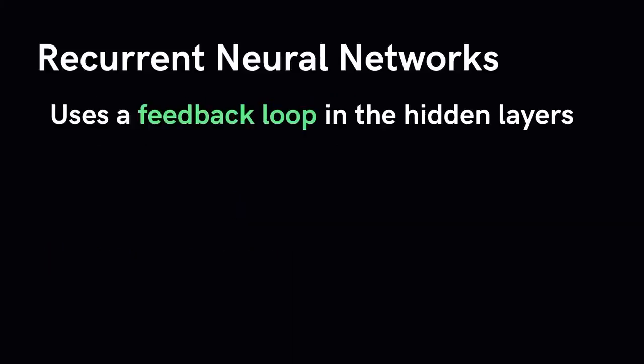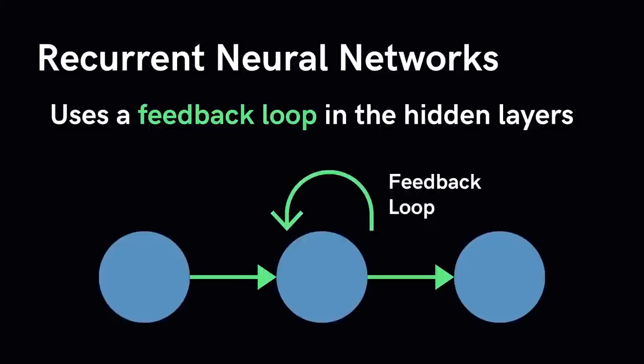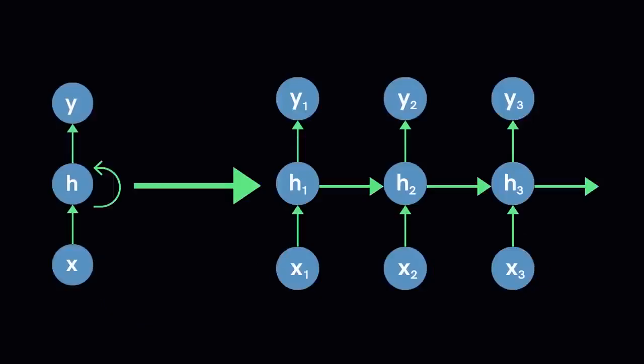RNNs are a type of neural network architecture that use something called a feedback loop in the hidden layer. Unlike feed-forward neural networks, the recurrent neural network, or RNN, can operate effectively on sequences of data with variable input length. This is how an RNN is usually represented. This little loop here is called a feedback loop. Sometimes you may find the RNNs depicted over time like this.